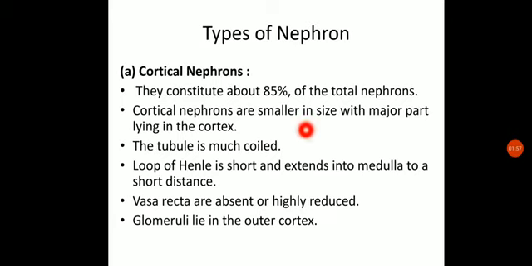They are smaller in size, with the major part lying in the cortex. So the major part of these nephrons will be lying in the cortex, and a very small part of the nephron, that is the Bowman's capsule part, will be lying in the medulla. Okay, so this is important. Now the tubule is much coiled.